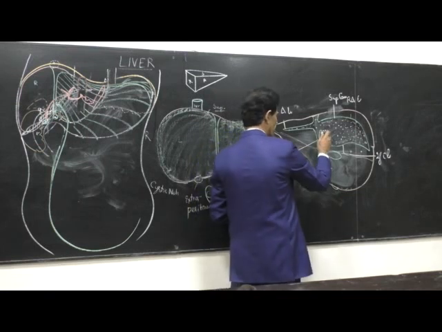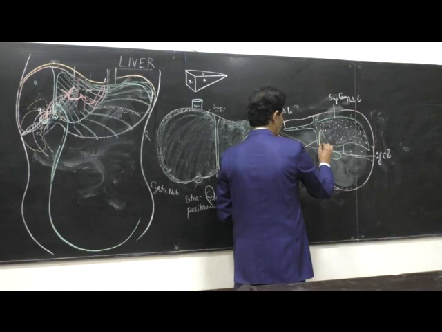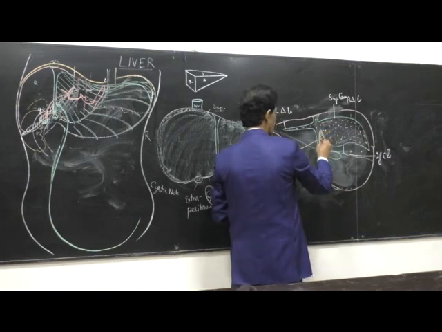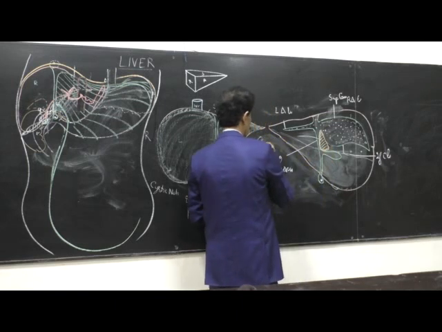And between the ligamentum venosum and the inferior vena cava, a hepatic lobe is created. This is called the C for caudate lobe. This is the caudate lobe.